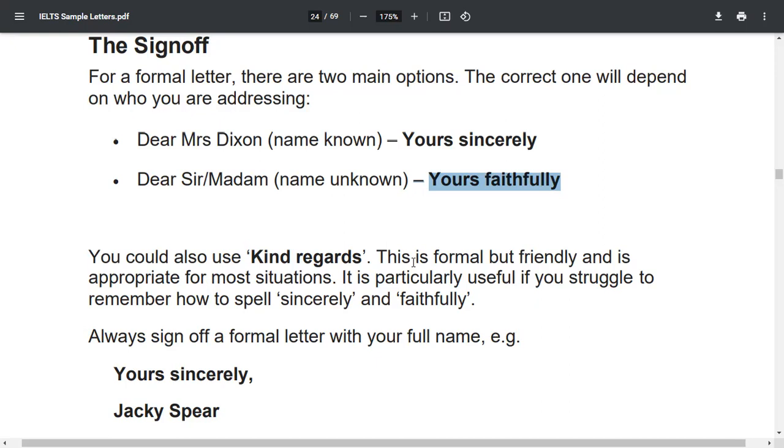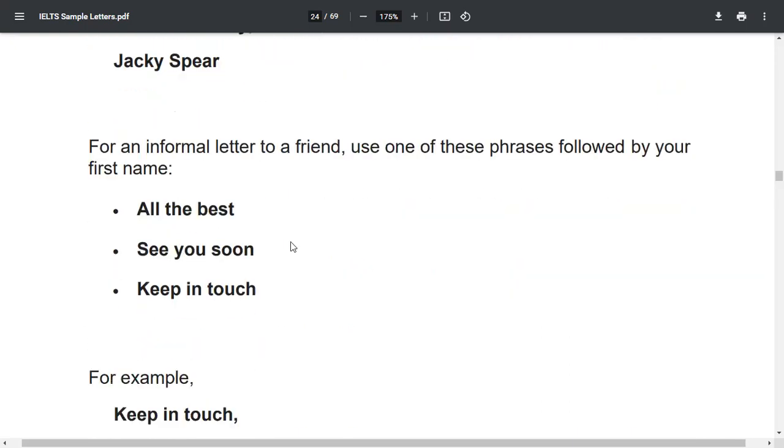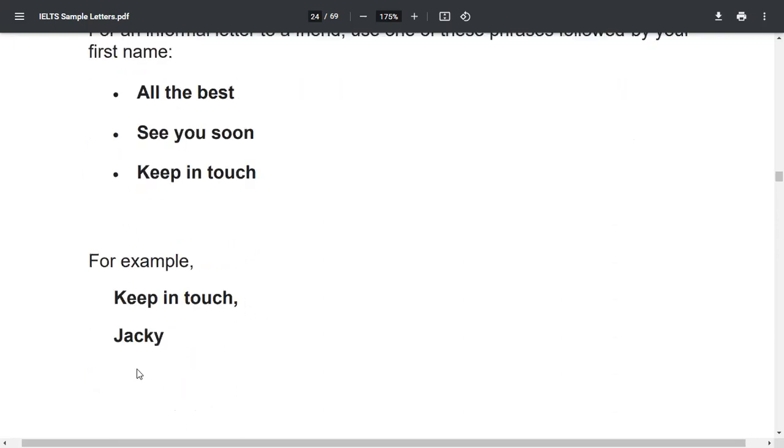Okay. Now, for an informal letter to a friend, use one of these phrases followed by your first name. For example, all the best, see you soon, keep in touch. For example, keep in touch, Jackie. Okay, you don't have to end the letter with yours sincerely or yours faithfully. You don't have to be that formal, okay? Because it's an informal letter, you don't have to write your full name, okay?